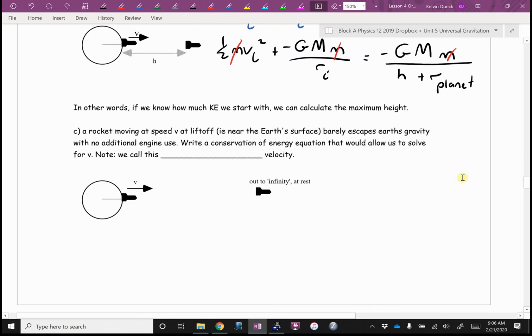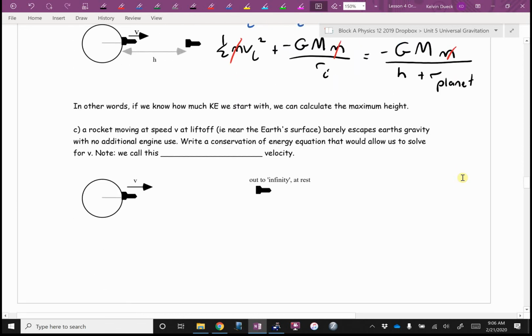What else? A rocket moving at speed V at liftoff near the Earth's surface barely escapes Earth gravity with no additional engine use. Write a conservation of energy equation that would allow us to solve for V. What do we call this when you get away from a planet? We call this escape velocity, which can be a bit of a trigger word.